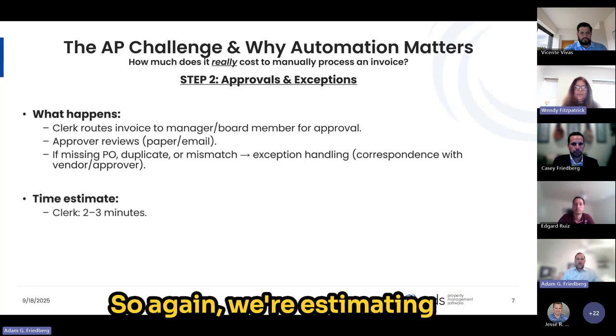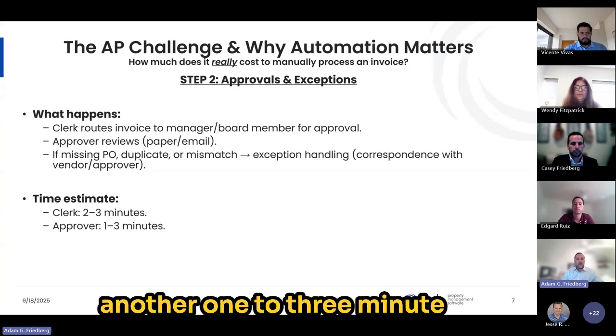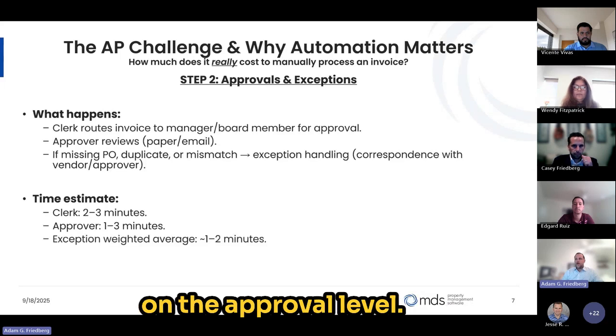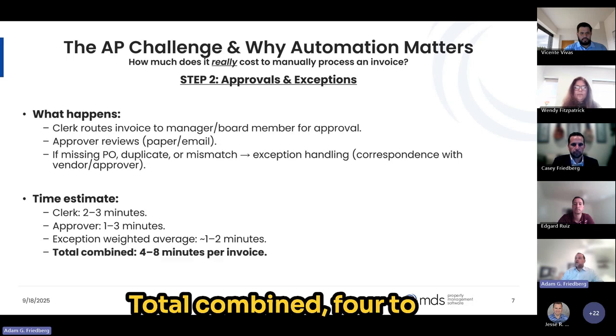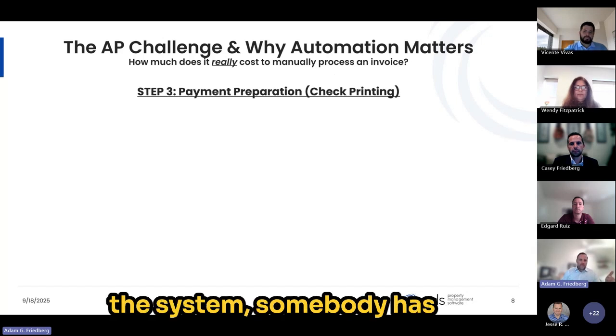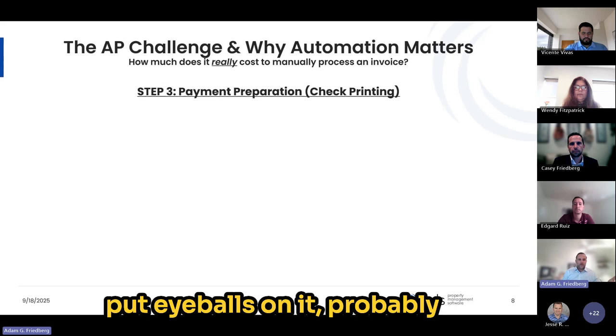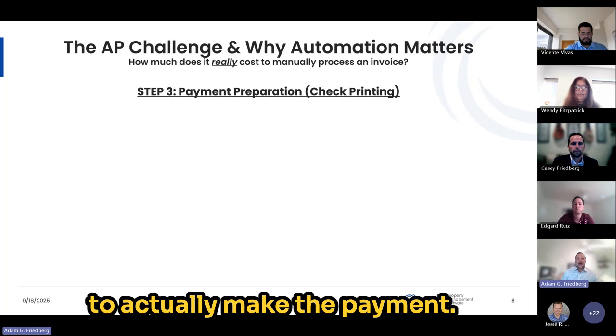So again, we're estimating a 2 to 3 minute time spent by a clerk, and then another 1 to 3 minutes on the approval level. So a weighted average, we're saying 1 to 2 minutes on this step. Total combined, 4 to 8 minutes per invoice. At that point, you put it into the system. Somebody has put eyeballs on it, probably more than one person. There's probably been some questions asked, and it's time to actually make the payment.